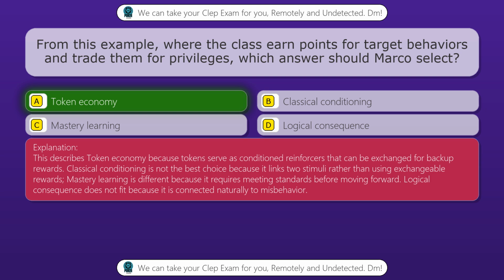This describes token economy because tokens serve as conditioned reinforcers that can be exchanged for backup rewards. Classical conditioning is not the best choice because it links two stimuli rather than using exchangeable rewards. Mastery learning is different because it requires meeting standards before moving forward. Logical consequence does not fit because it is connected naturally to misbehavior.